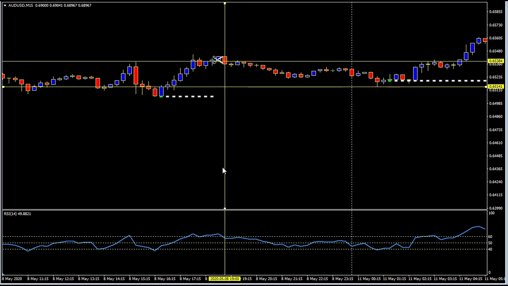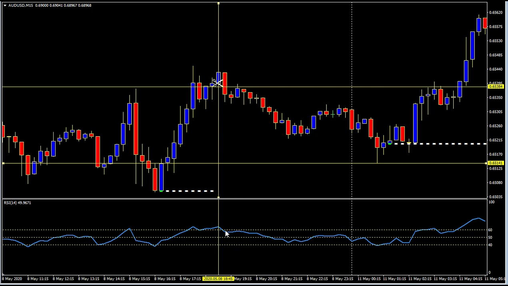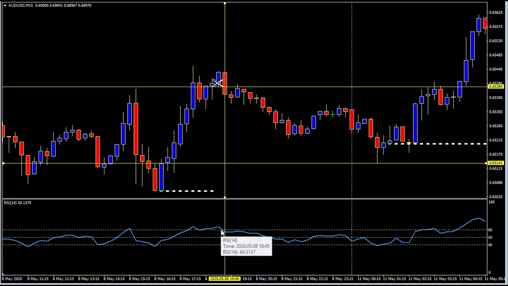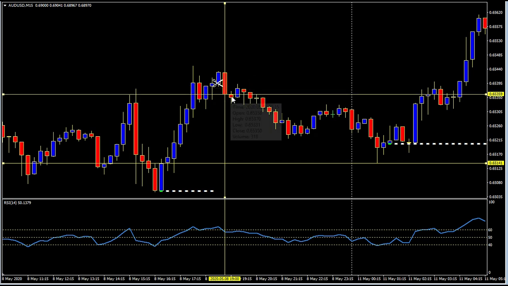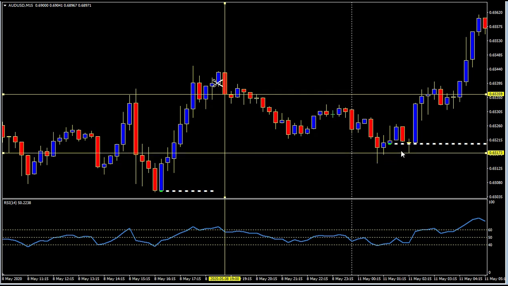So the RSI crosses here, this line. Okay, the RSI crosses the 60 level here. So we look up, is there a resistance? Yes, there is. So we will sell at the open of the next candle, this candle. We will sell here, and we will exit when we see the first green dot of the support level here.